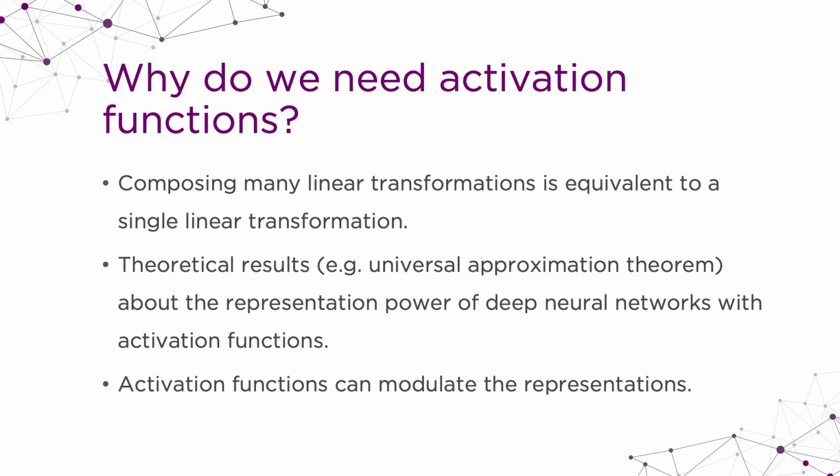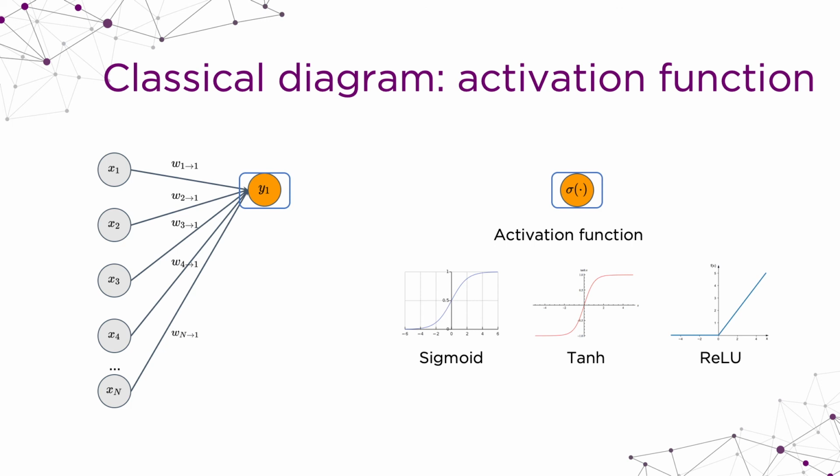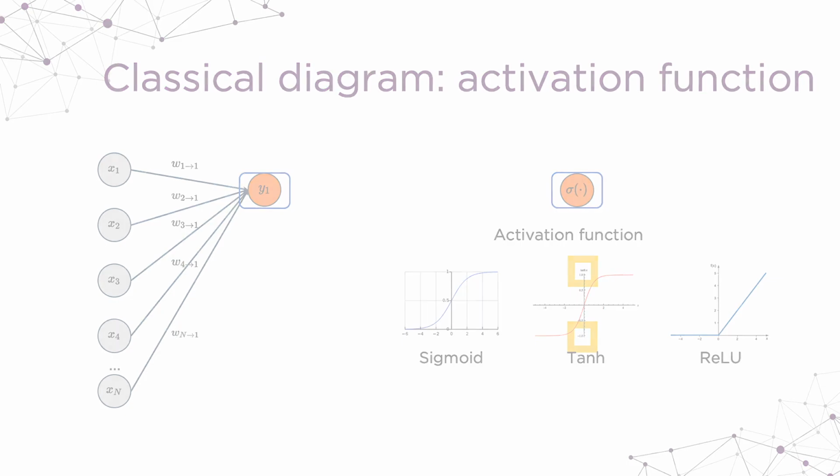Activation functions can also modulate the representation. So let's say my representation varies from -10 to 10 or -100 to 100. With a sigmoid function, I can bring the range of my representation between 0 and 1, or with the tanh between -1 and 1. So it's a way to restrict the range of variation of my representation in the graph.